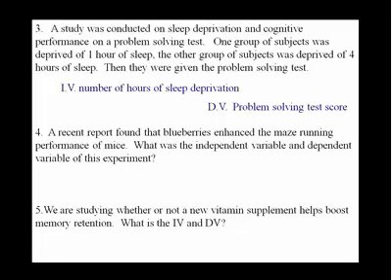Let's try them. A recent report found that blueberries enhanced the maze running performance of mice. What was the independent variable and a dependent variable of this experiment? We have to set this one up a little bit differently. Okay, so let me help you out with this. What we've got is 2 groups of mice, and they're both running the same exact maze, but they're in 2 separate areas. So you've got one mouse over here in this maze and one mouse over here in this maze. It's the same exact maze.